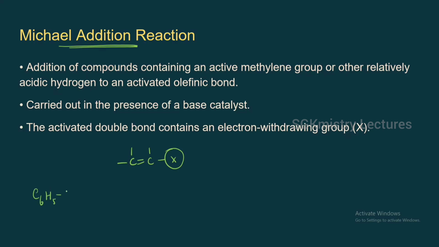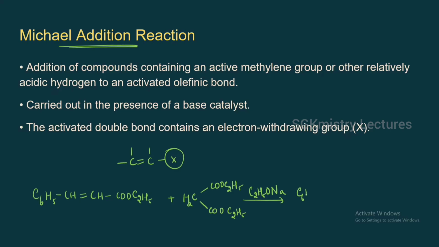So C6H5 CH double bond CH COOC2H5. Along with that, if I'm taking malonic ester, so CH2, COOC2H5, again COOC2H5, with C2H5ONa, the ethoxide ion. So you're going to get C6H5 CH, here CH2 COOC2H5. Now here it will be CH, COOC2H5, COOC2H5. Okay, so this is nothing but the Michael addition reaction.